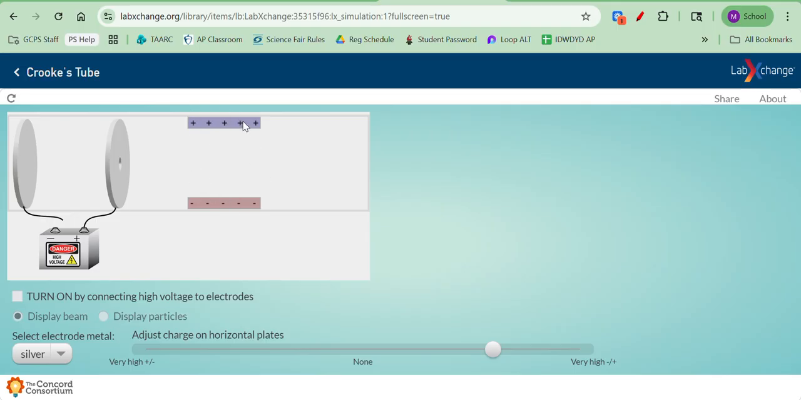We can have a positively charged plate at the top and a negatively charged plate at the bottom. And when he turned on the device, he noticed that the beam of light was attracted to the positively charged plate, meaning that it must be negatively charged.